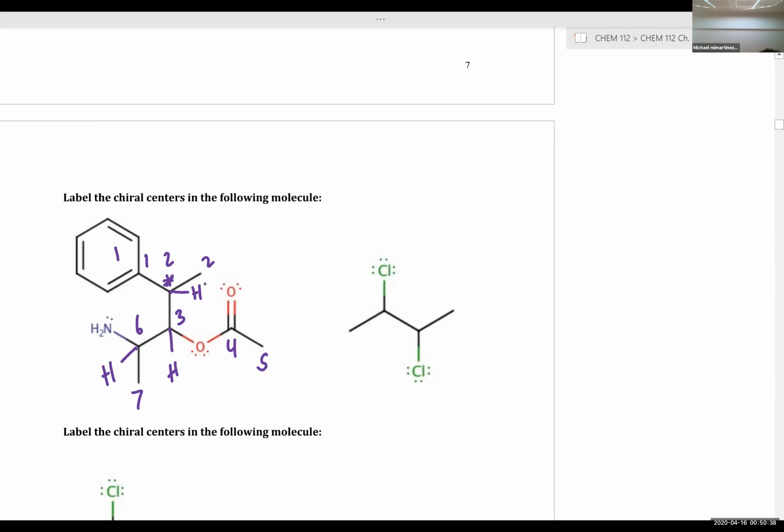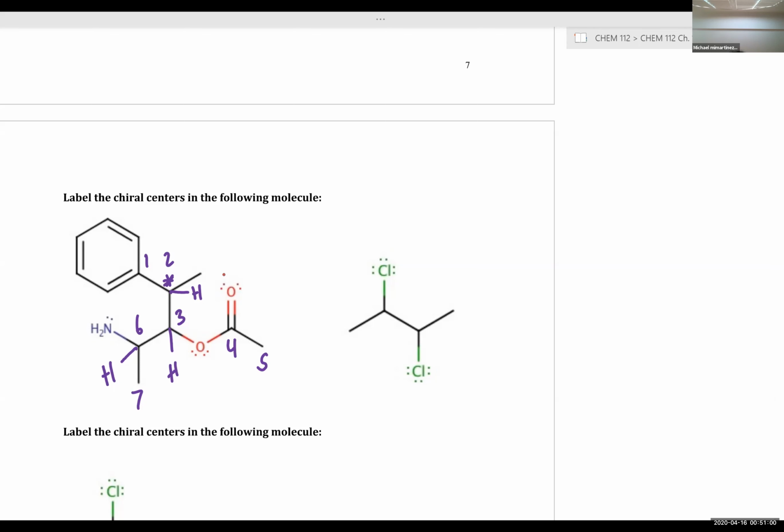1, 2. Let me use a different color pen for this to make things easier to see. So in terms of our 4 different substituents, we have a phenyl, a methyl, a hydrogen, and this complicated chain. Perfect, yep. So 2 is definitely chiral. Any other chiral centers?